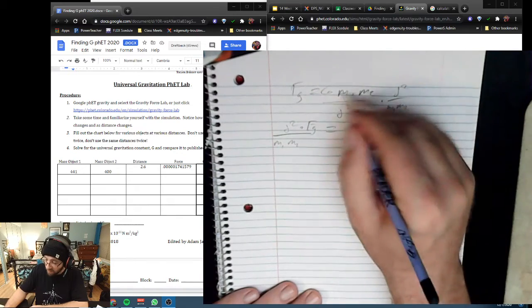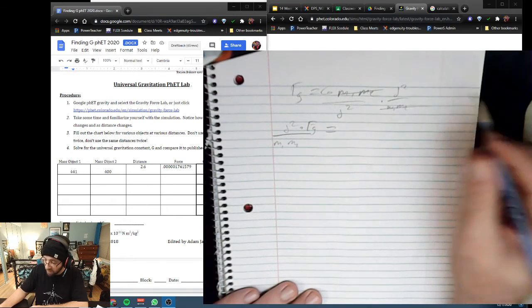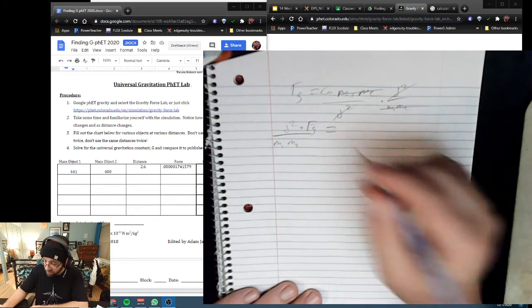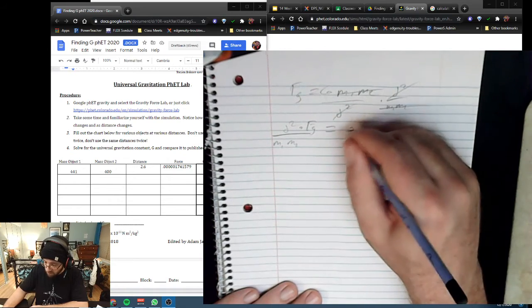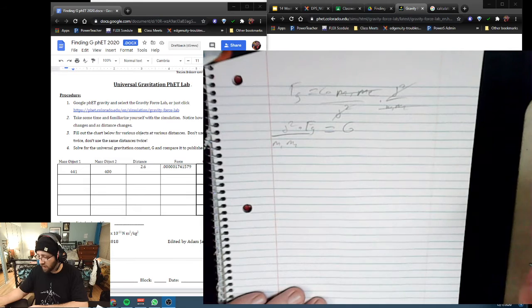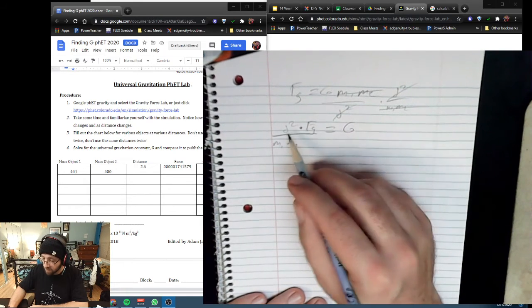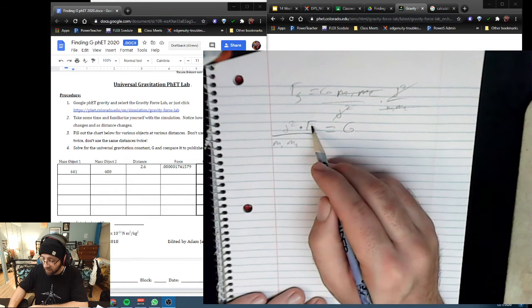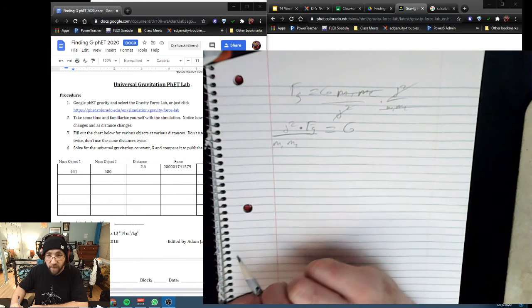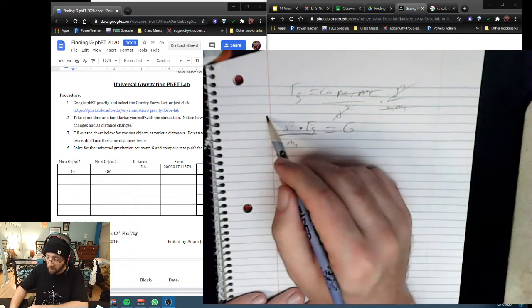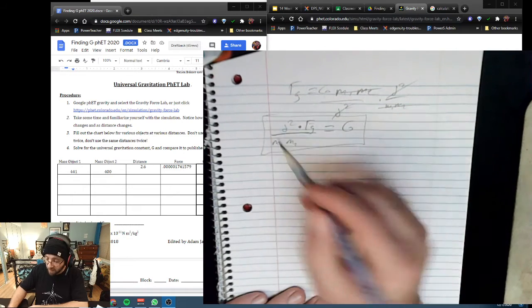And by doing that, the m1s and the m2s cancel. The d's cancel. And that's my solution for capital G: d squared times the force of gravity divided by mass 1 divided by mass 2. Okay, and you can take this to the bank and use it for all 5 calculations.